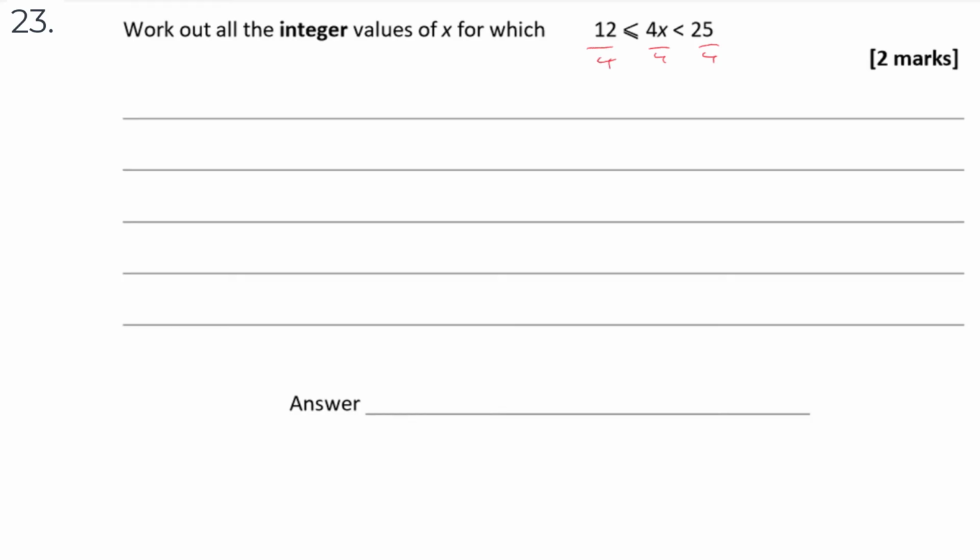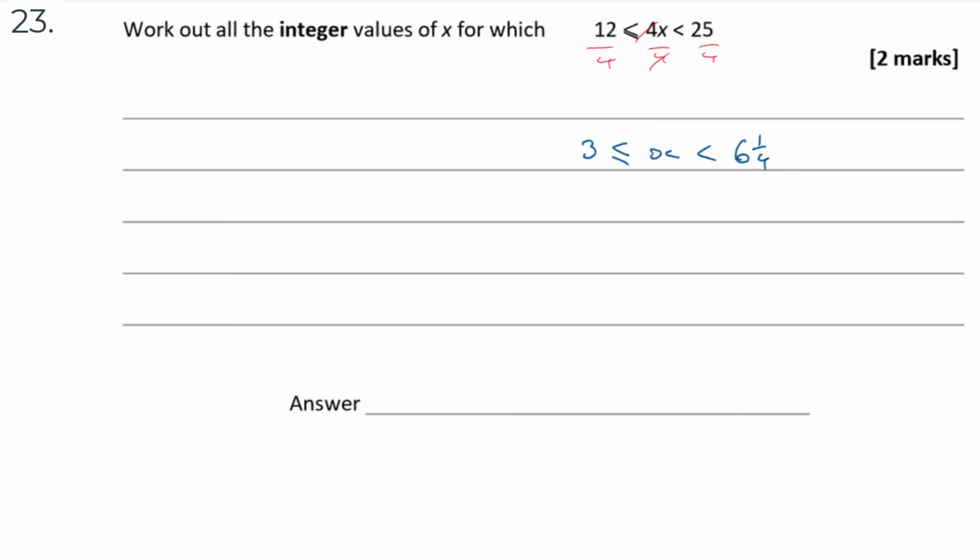4 goes into 12 3 times, so the left-hand limit becomes 3. So 3 is less than or equal to 4x divided by 4. The 4s will cancel out, won't they? Like that, leaving you just with x. So 3 is less than or equal to x, which is less than 4 into 25. Well, 4 goes into 24 6 times, so it's 6 remainder 1, isn't it? So that's 6 1/4. I'm just going to leave it as a fraction.